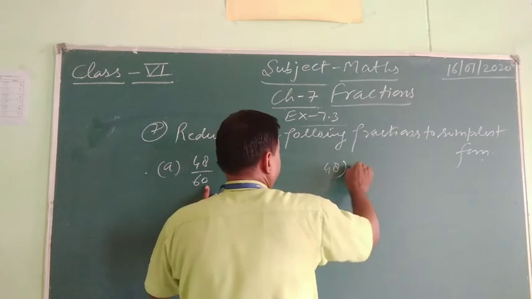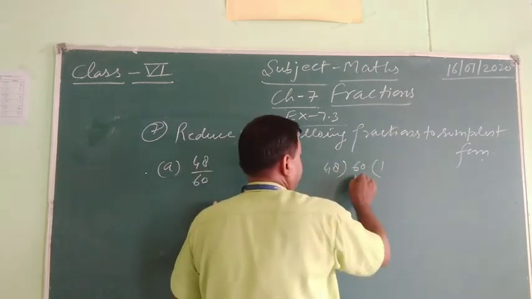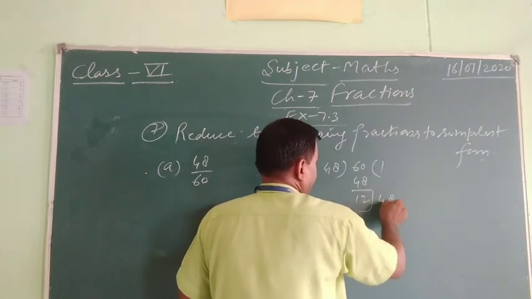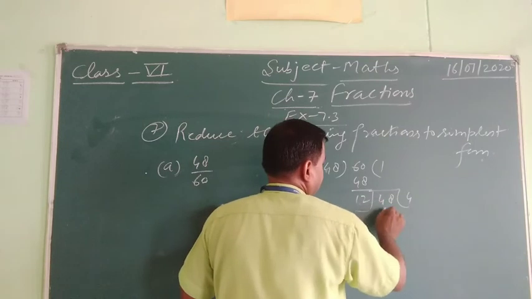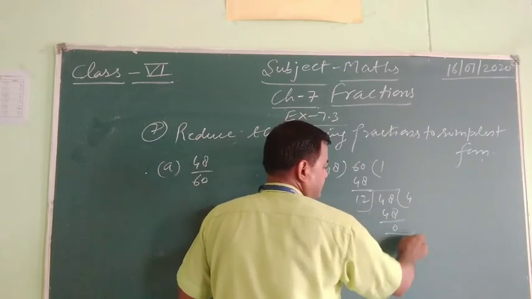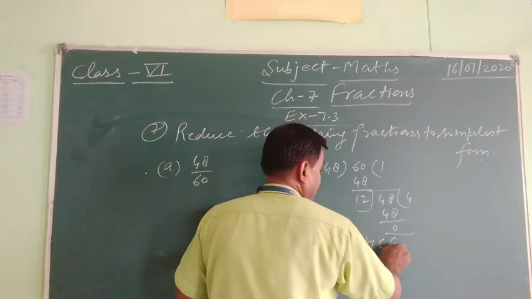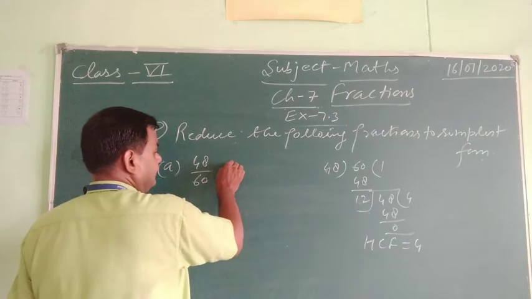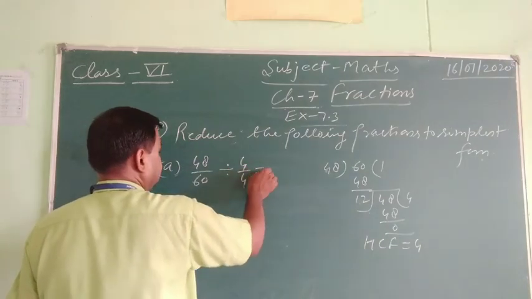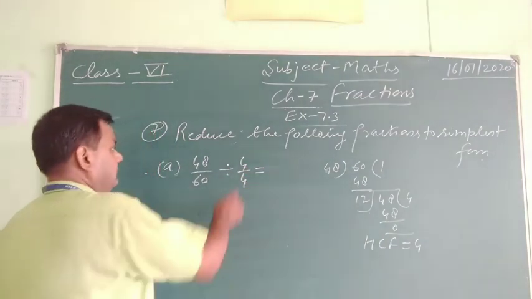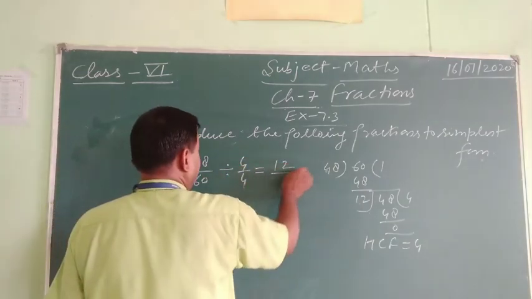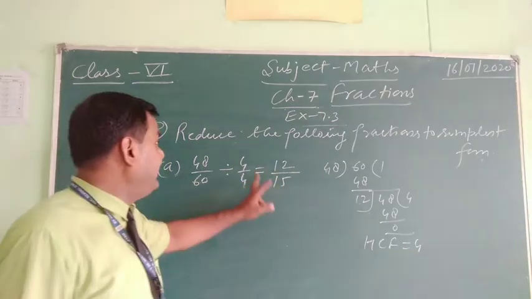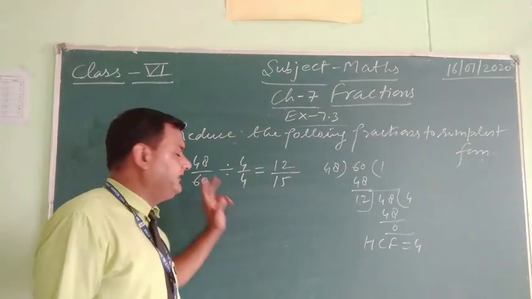60 divided by 48, the remainder is 12. 12 divided into 48, 12 fours are 48. The remainder is 0. So HCF is 12. So divide by 12. 48 divided by 12 is 4, 60 divided by 12 is 5. 4 upon 5 is the simplest form of 48 upon 60.